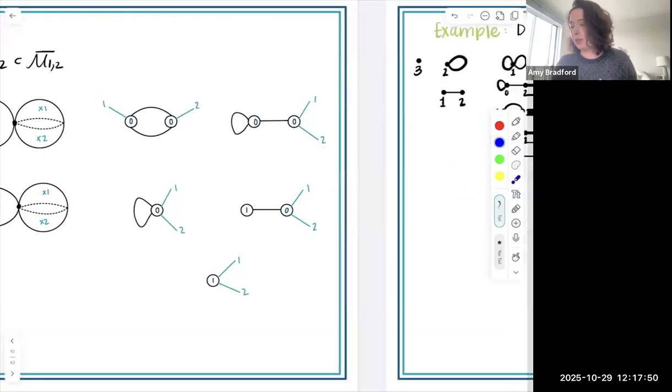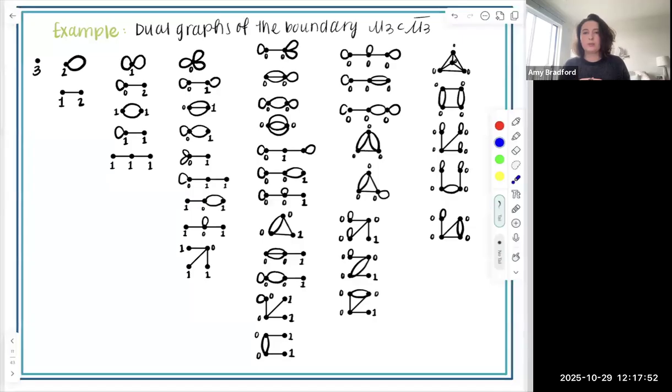Now let me give you one more example, which is the example we're focused on for the remainder of this talk. We're going to look at M_3 sitting inside M_3 bar, that is, genus 3 curves with no marked points. I've drawn out for you every single possible type of dual graph coming from this boundary stratification. We'll come back to this visual, but the takeaway at this point is that we already have graphs and combinatorics showing up very naturally in this picture.